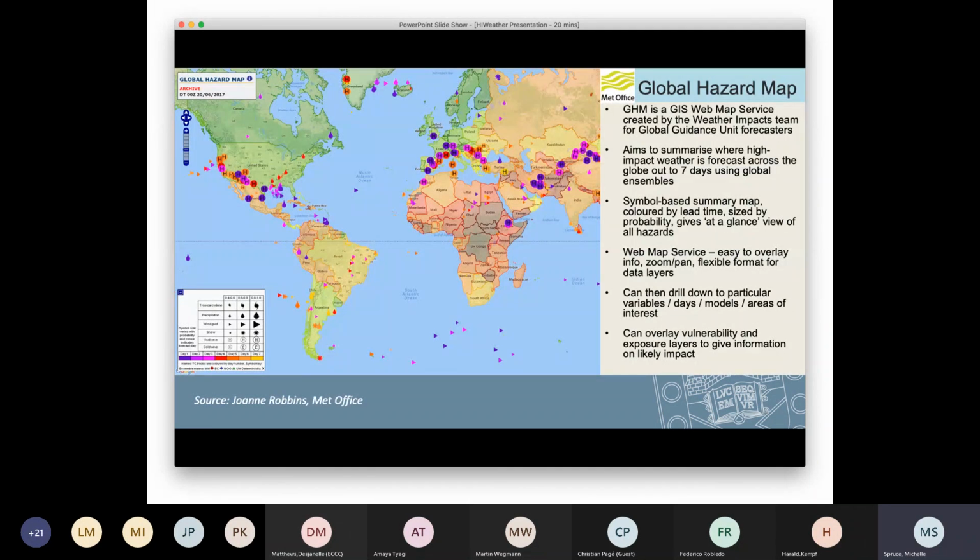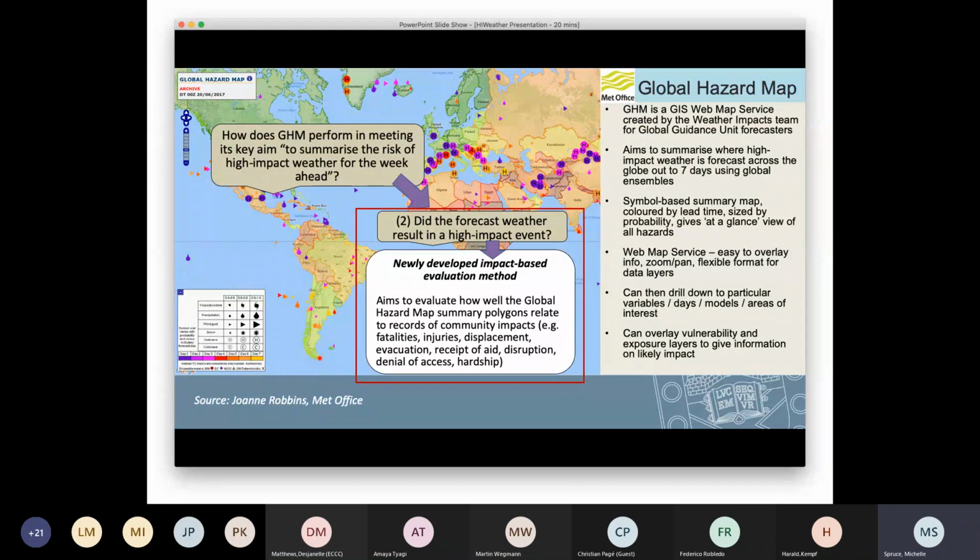Okay, so having a look at previous work, we've been working with Joanne Robbins at the Met Office, and she has in the past looked at evaluating their global hazard map. I'm not going to go into too much detail on this because this is very much Jo's area, but essentially the global hazard map is a summary of where high impact weather is going to be forecast across the globe for the next 7 days. And so what Jo's team are interested in is how well is the GHM performing in terms of did the forecast weather result in a high impact event? And they've developed some impact-based evaluation methods to evaluate how well the GHM has been working.